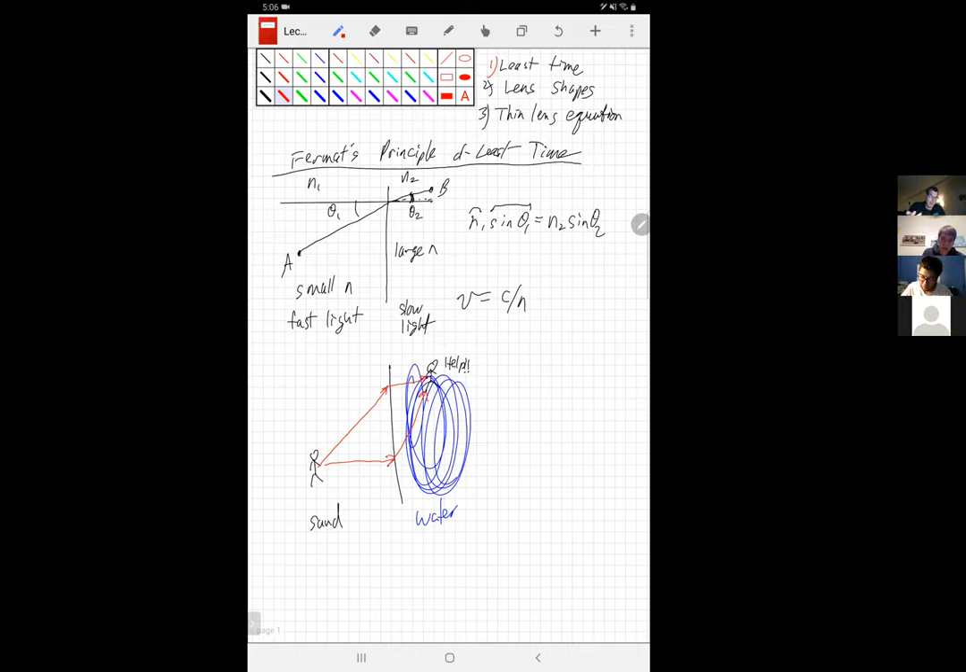There's an example, which I can't find now off the top of my head, but somebody did an experiment with ants where they put two different surfaces. Okay, so you've got your anthill here.